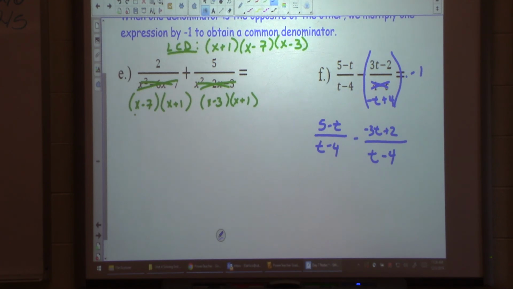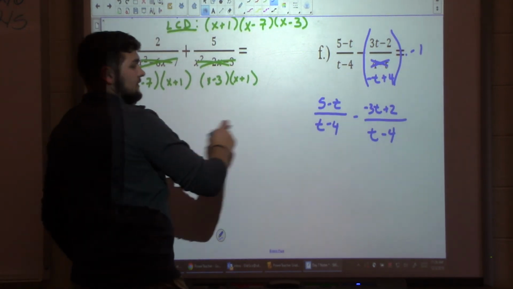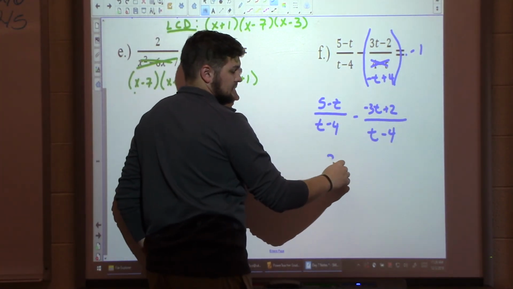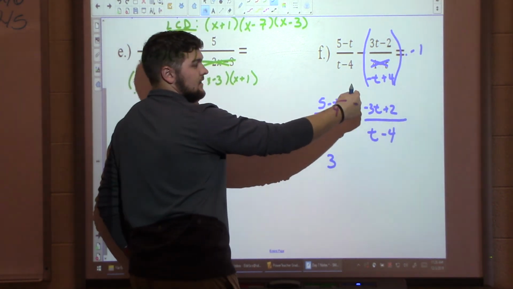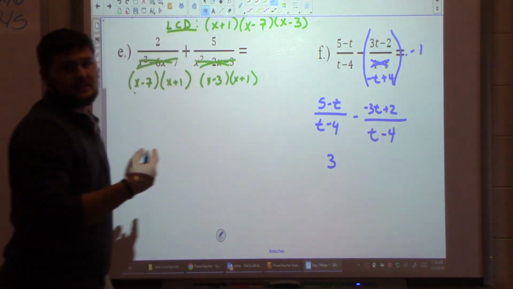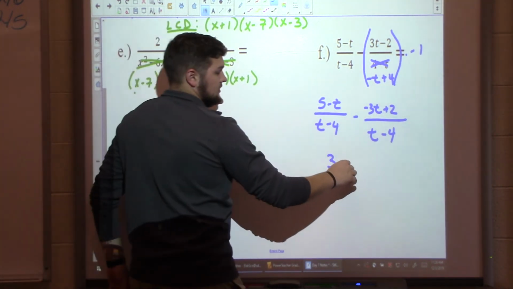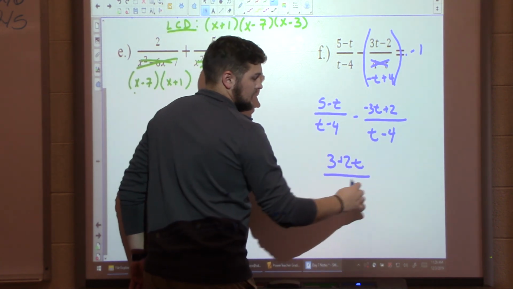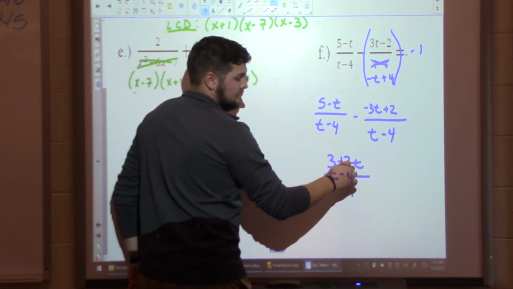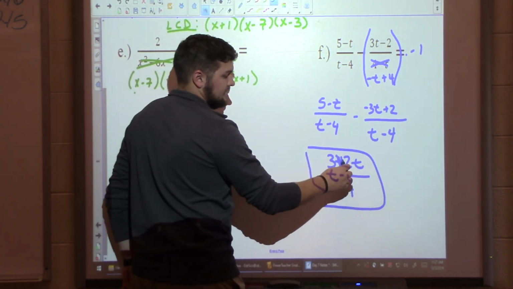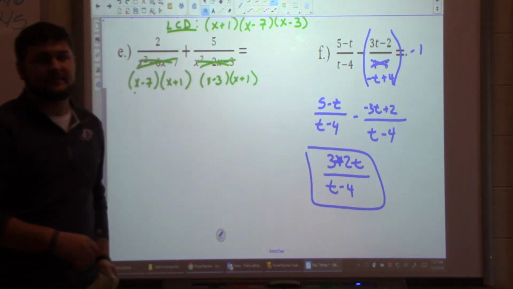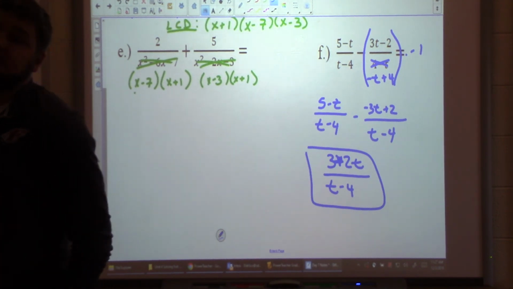Now, I always like to do it so I have positive variables, but you do not have to do that. Okay? So in this problem, I would just go 5 minus 2 is 3. -t minus -3t, or plus 3t, would be 2t, over t minus 4. And I cannot simplify that at all. It's a plus sign. It's ugly, but it's a plus sign. Can't simplify it, so that's my answer.